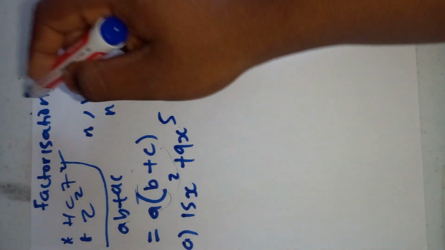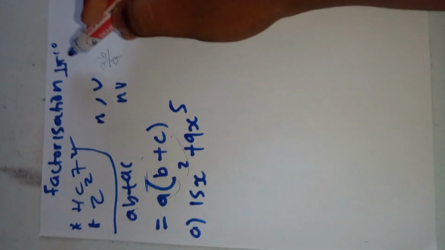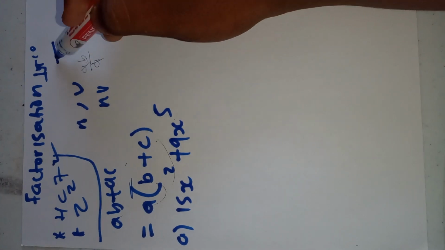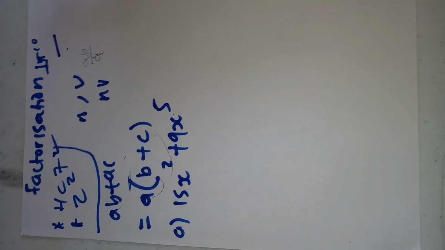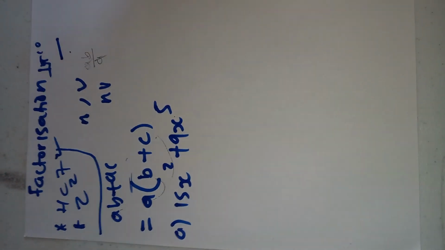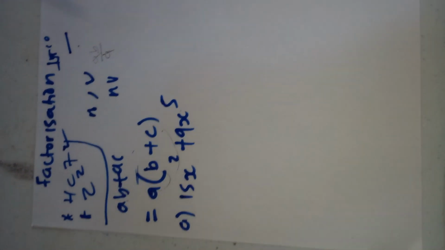Whenever you see the word factorize, know that either I have to take out what is common, or I have to check the difference of two squares, or it has to be a trinomial, or the grouping, or two cubes. Whenever you see the word factorize, those are the things that you must check.